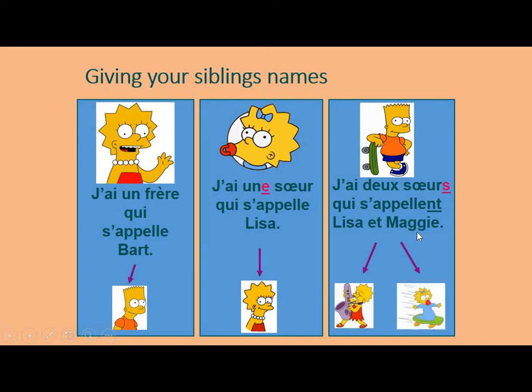Now you'll notice that there is a slight spelling change when you are talking about multiple siblings. You add an NT to the phrase qui s'appelle. You'll notice though as well that they don't sound any different, so it's not qui s'appellent, it's qui s'appelle. So j'ai un frère qui s'appelle, j'ai une sœur qui s'appelle, j'ai deux sœurs qui s'appellent. The spelling though is the important bit. This signifies that you're talking about multiple people. You might want to make a note of this somewhere ready for the main task.